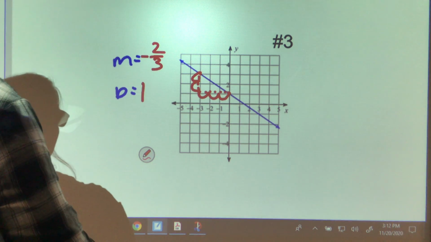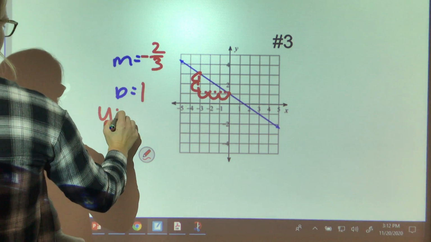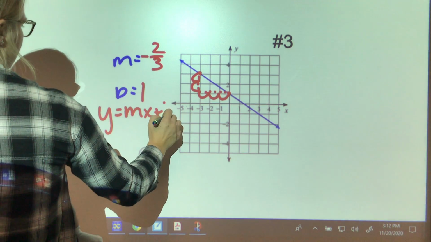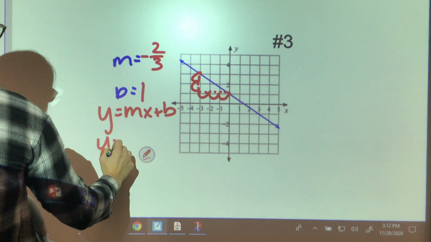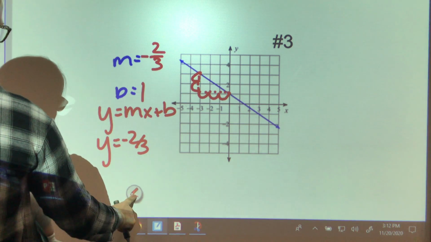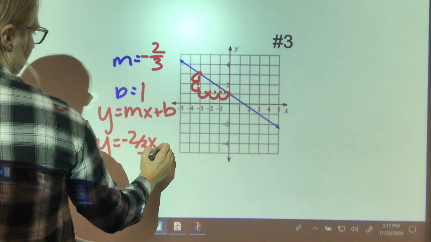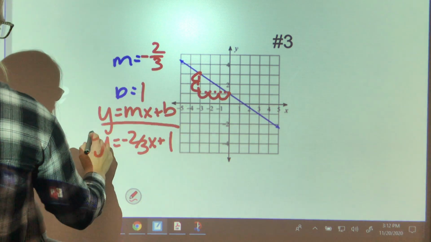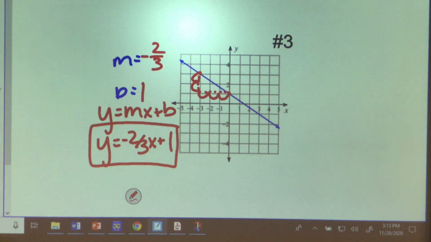So we're not quite finished yet because we have to put this into an equation. So we're going to fill it into y equals mx plus b form. So my m I know is -2/3. So I have y equals -2/3, and then x stays x, and I fill in b with 1. So that right there should be one of your options for number 3.